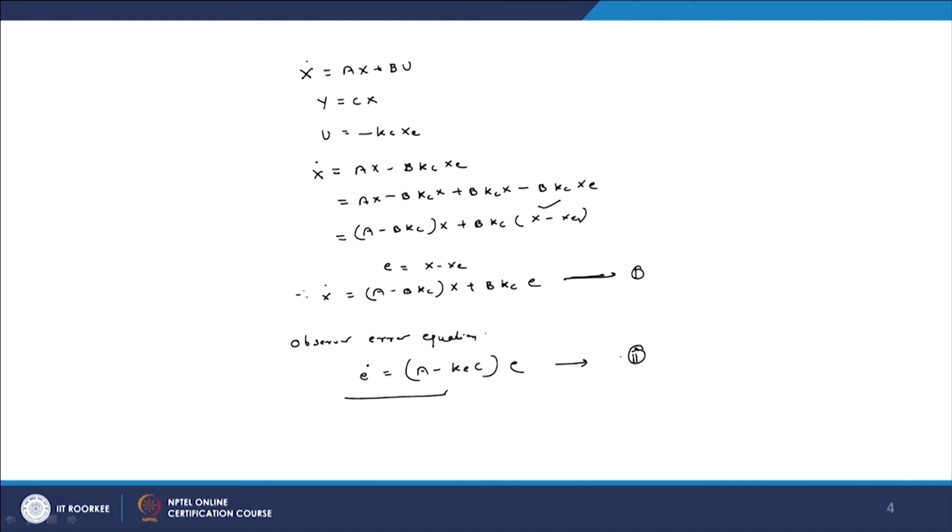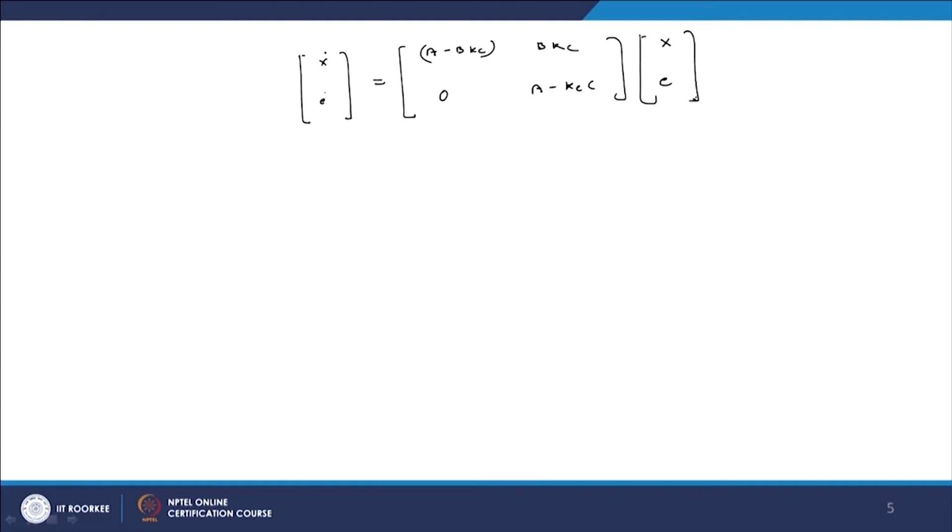Now, we combine the two equations. So, we will get x dot, E dot equal to the matrix A minus B KC, B KC, 0, A minus K into C, times x and E.